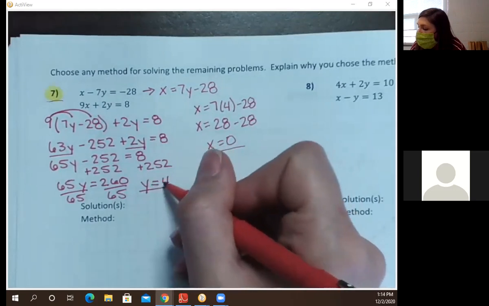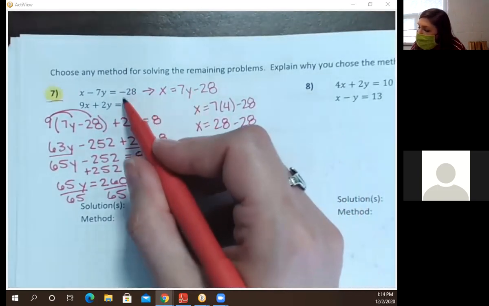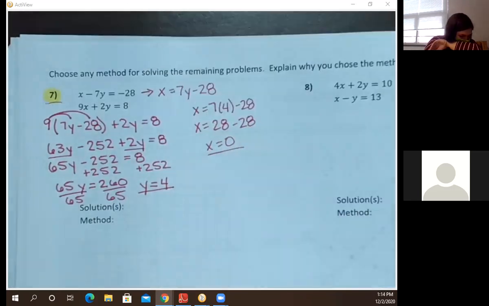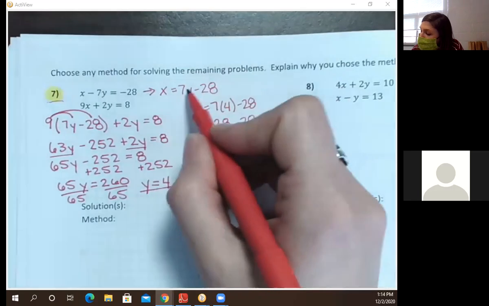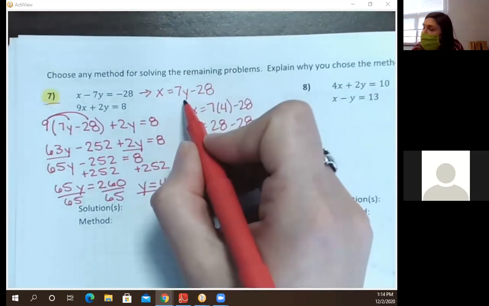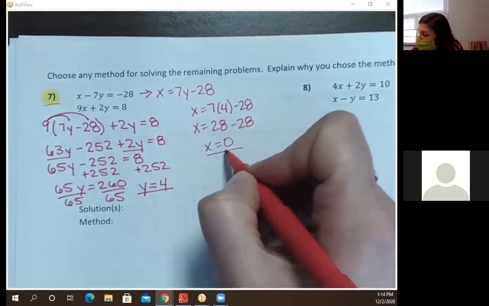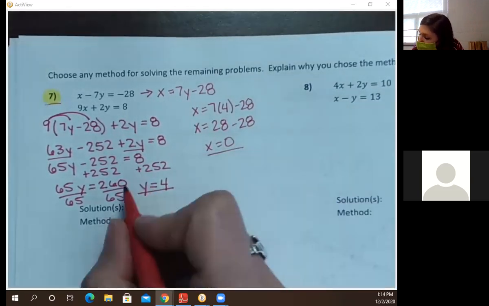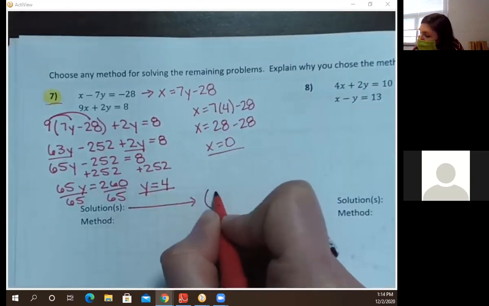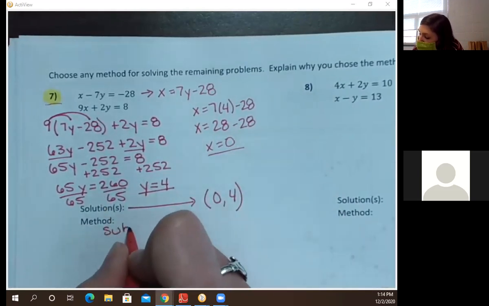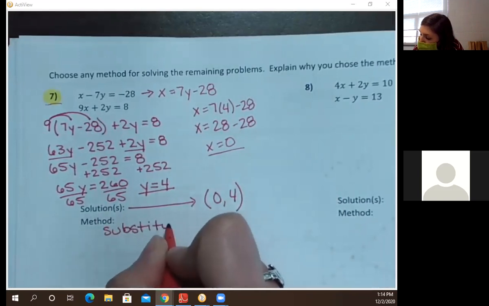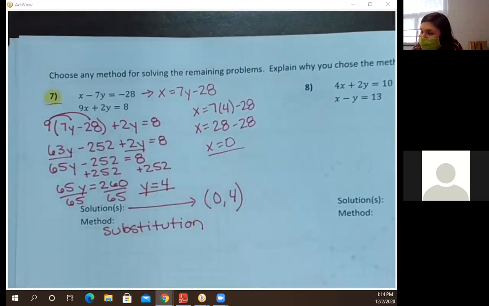Now that I have a value for y, I can plug that in to either of my original equations or my sort of rewritten top equation. I chose to plug it into my rewritten top equation and solve for x. So I got x to be 0. That means my solution is 0, 4. And the method I used here was substitution. Questions for me on number 7?